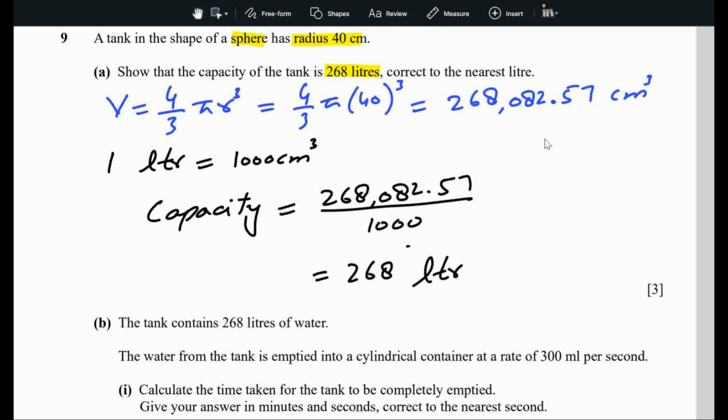Let's move to the B part. Now in the B part, a tank contains 268 liters of water. The water from the tank is emptied into a cylindrical container at a rate of 300 milliliters per second. Calculate the time taken for the tank to be completely emptied. Give your answer in minutes and seconds, correct to nearest seconds.